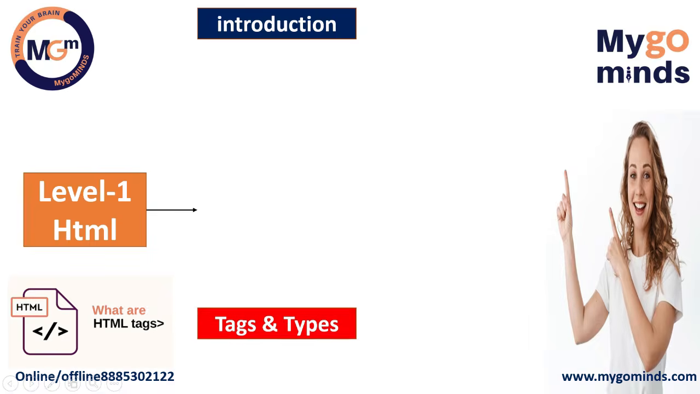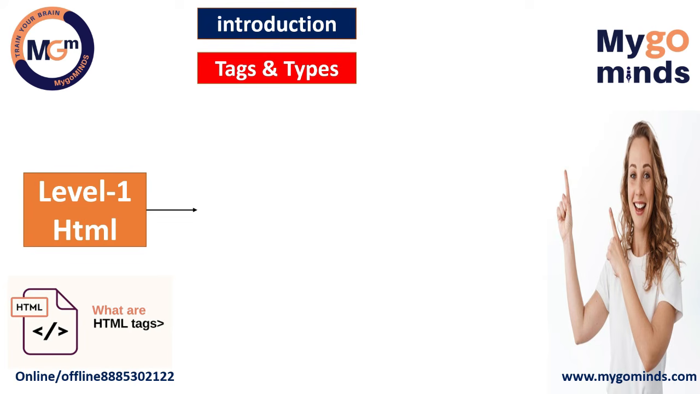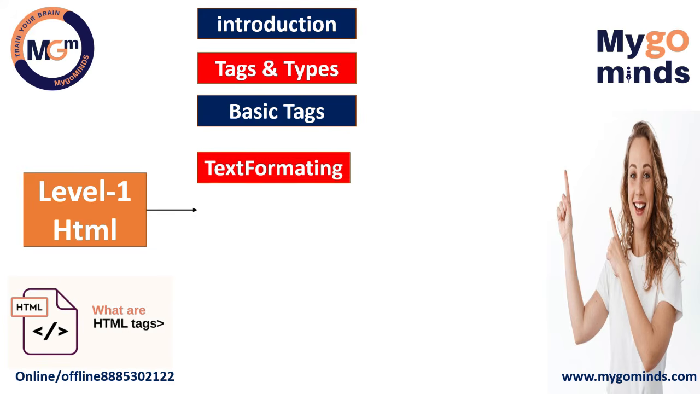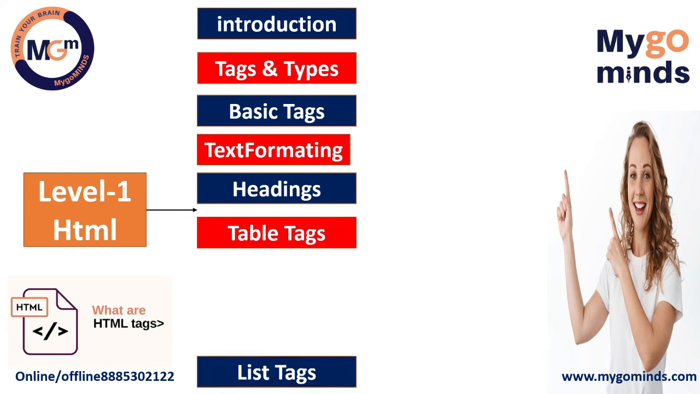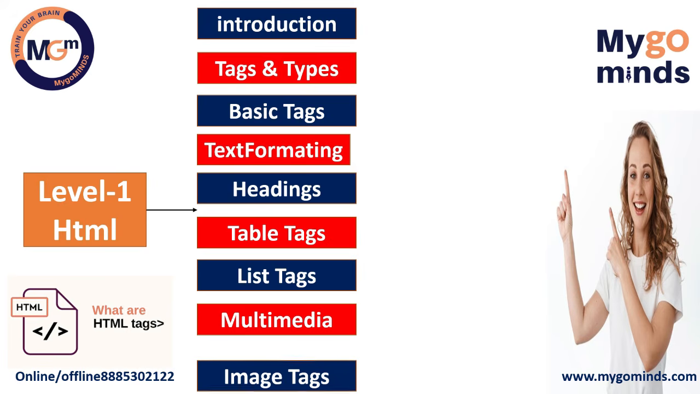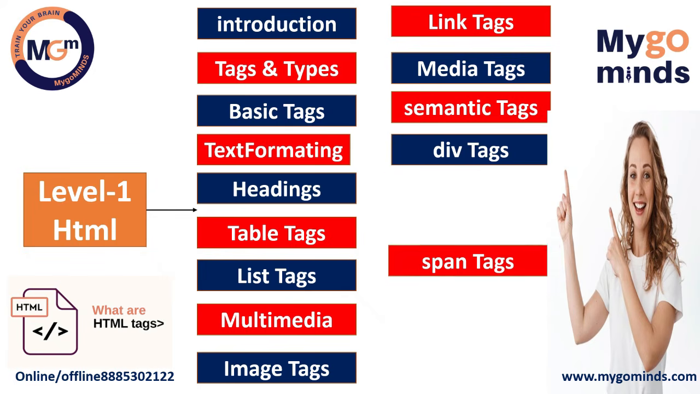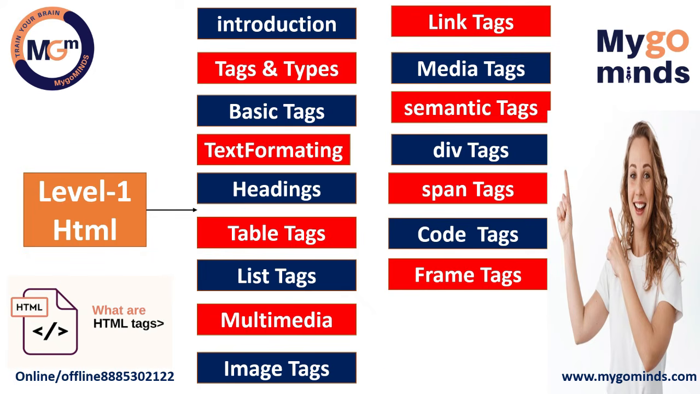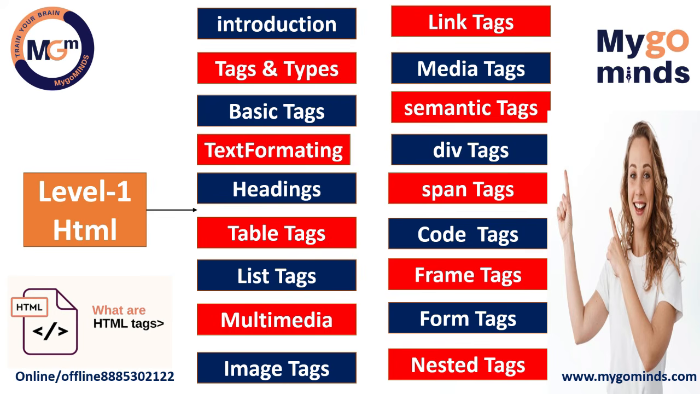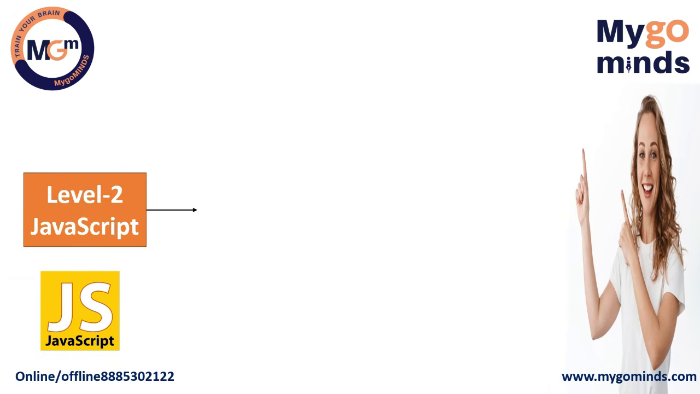First of all, the HTML syllabus. We'll discuss the introduction to HTML, different tags in HTML and types: basic tags, text formatting tags, headings, table tags, list tags, multimedia tags, image tags, link tags, media tags, semantic tags, div tags, span tags, code tags, frame tags, form tags, nested tags. HTML is very important to start your career as a front-end developer. HTML is used to design web pages and to display the content on the browser in a proper format. After completion of HTML, we'll enter into JavaScript from the basic level.